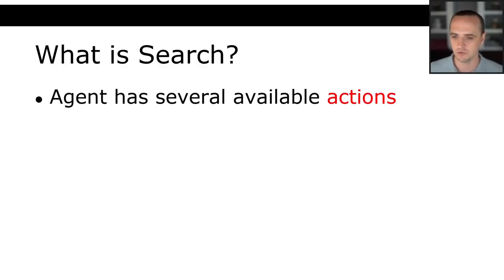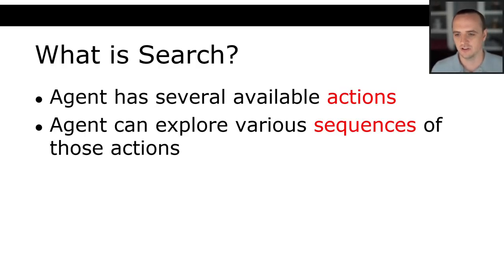I'm going to have a number of different actions that are available to me. The agent is going to be able to do those actions and transition the state, and in doing so, it's exploring different sequences of those actions. So you could say, what if I move up, then left, then up? Or what if I moved right, right, down, left, right?